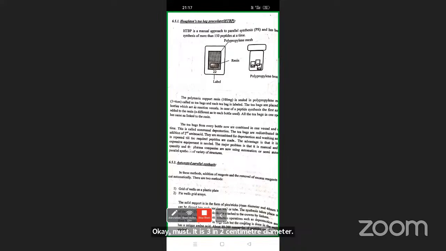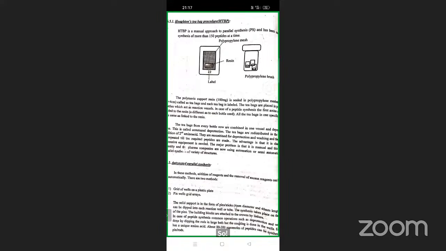So this is the mesh, and this polypropylene mesh is sealed with the resin bead. This is divided into chambers, an arrangement of chambers, and each chamber is called a tea bag.